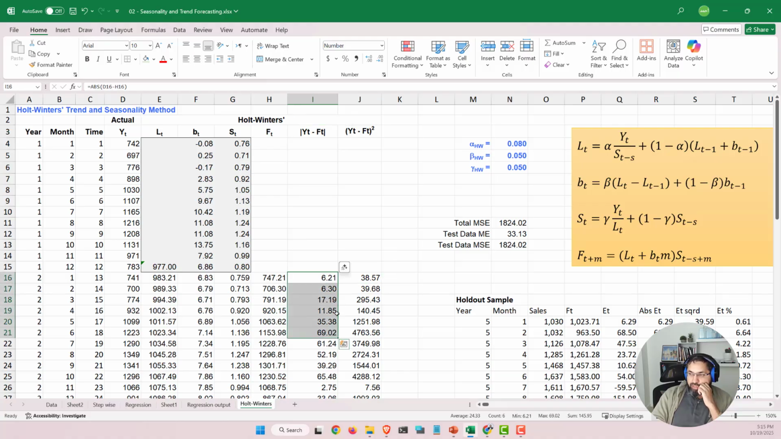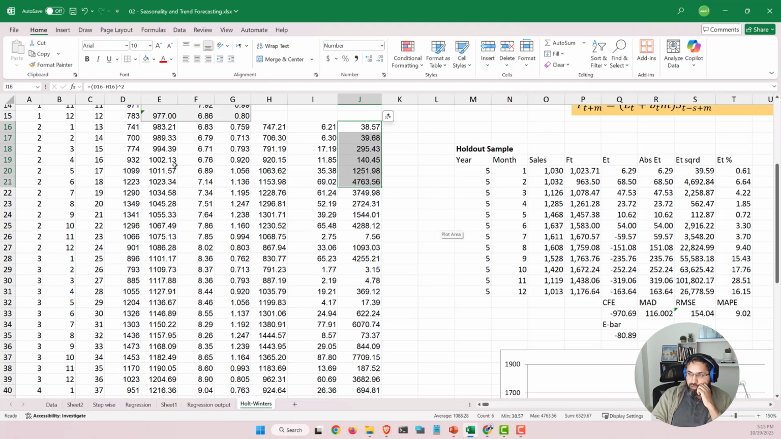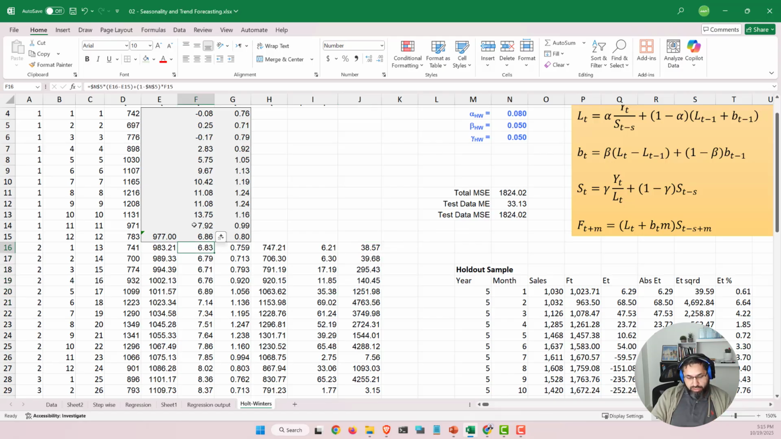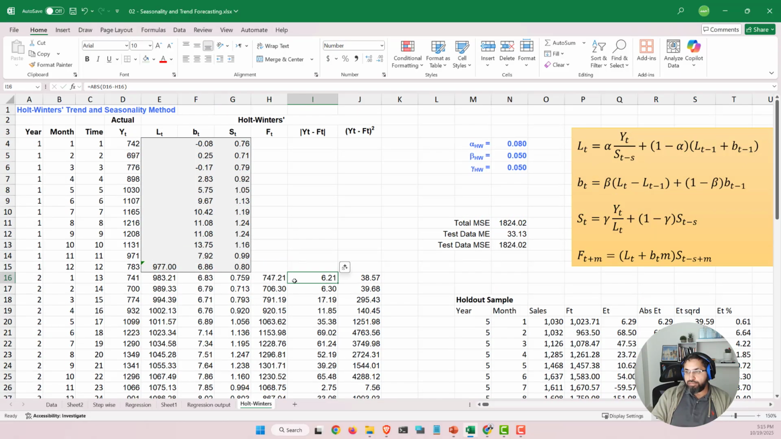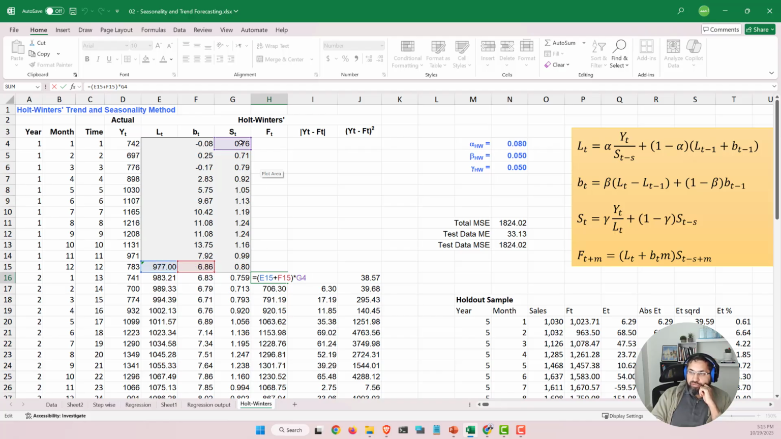Okay, and then I can calculate MAD and MSE. And I also have this holdout sample. So anyway, then you just type in these equations to update the level, the trend, and the seasonality, and then your Holt-Winters method simply takes the old values of level and trend and the old value of the seasonal index to forecast this value, because you don't know that the level and trend are going to be the same.